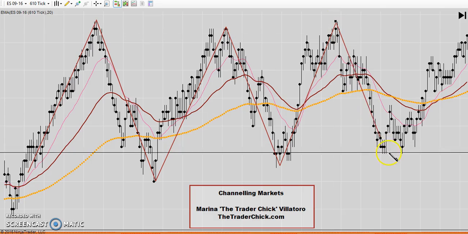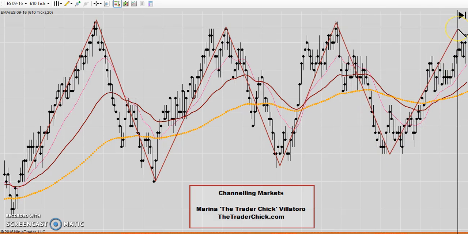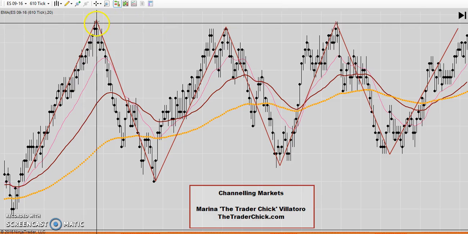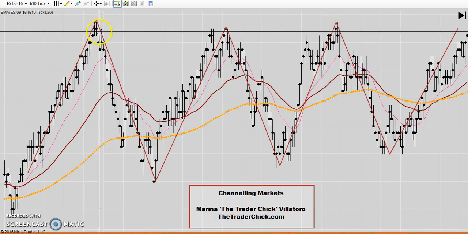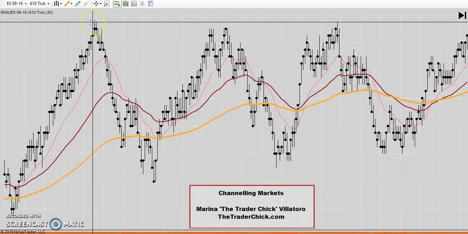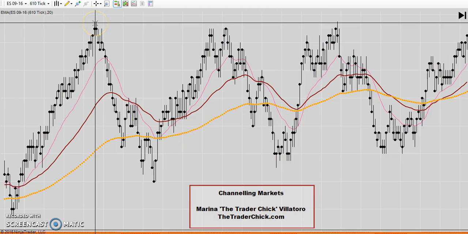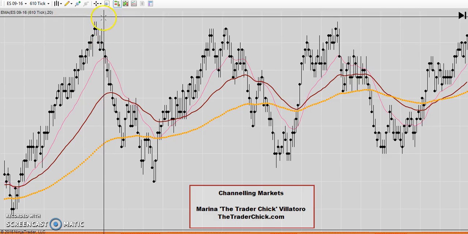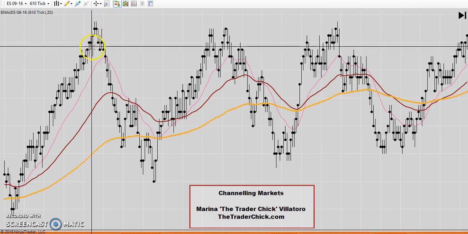Okay, so how do I know that this is even a channeling market? I start with making my areas. And what I like to do with areas, I like to find the pivots. So here we have 3 pivots. I like to look at channeling markets when they have 3 or more pivots that are almost within the same box. This box is about 1 point wide for me. So this is a good measurement for me.